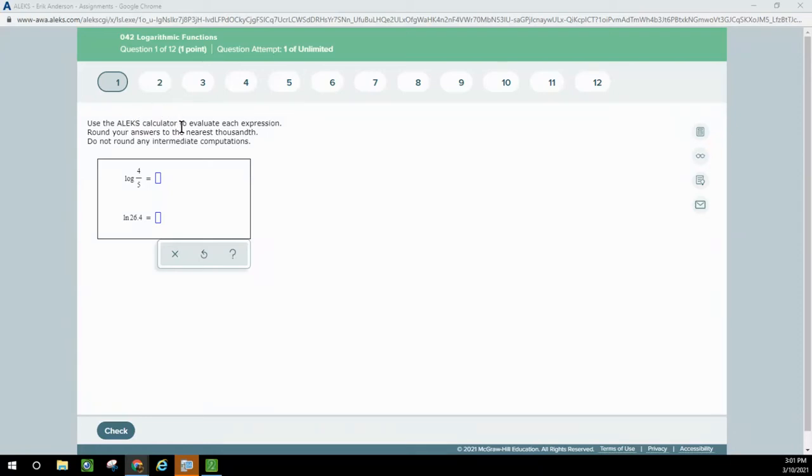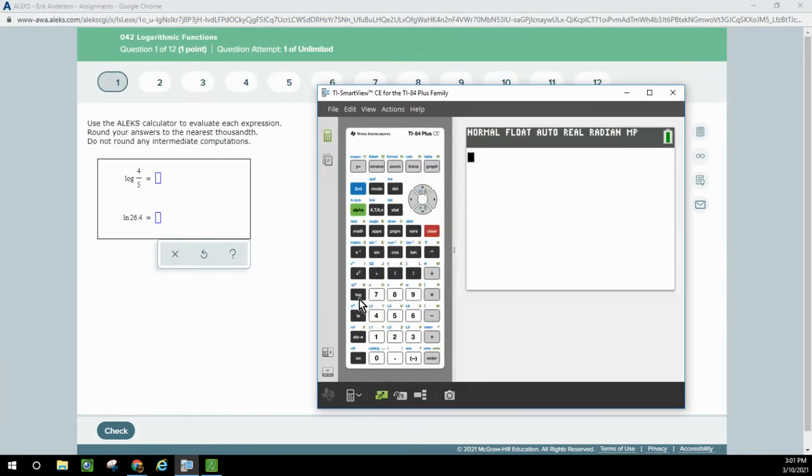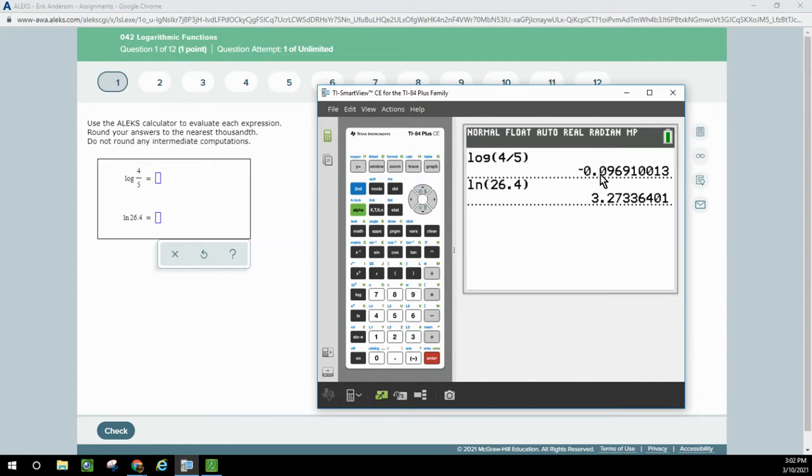Use the ALEKS calculator to evaluate each expression. This first one, log 4 divided by 5, the log key is right here, and this is log base 10. The natural log key is below it, and that's ln. So log of 4 divided by 5, and ln of 26.4. So negative, nearest thousandths would be 0.097.